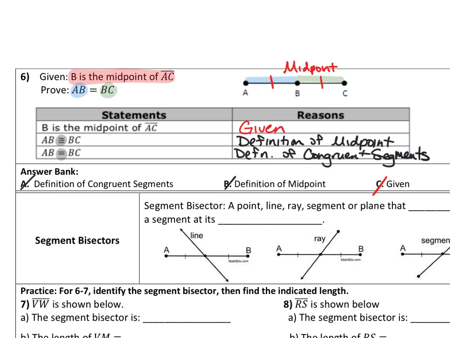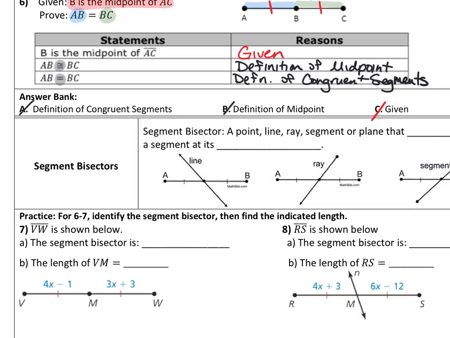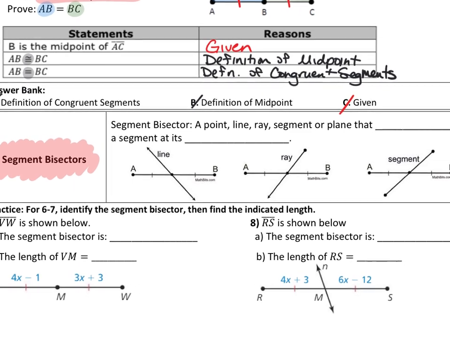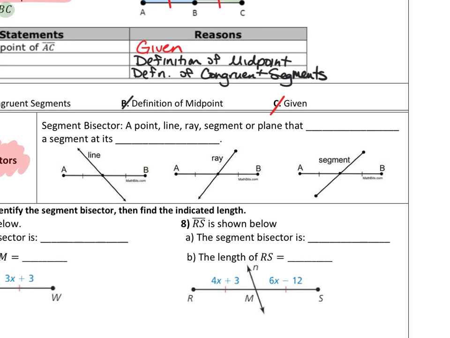A new vocabulary word for us today. It goes along with midpoint. It's called a segment bisector. So let's highlight that word because that's going to be a new one for us. Segment bisector. A segment bisector is a point, line, ray, segment, or plane that bisects a segment at its midpoint.